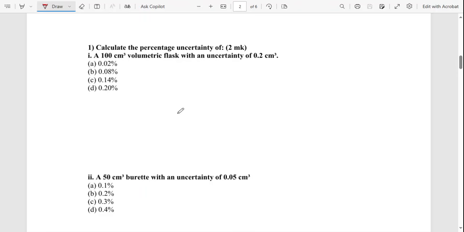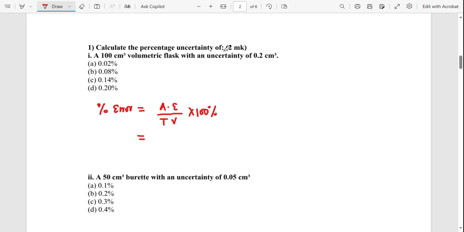So percent uncertainty, that is basically an error. Okay, so percentage error is actually given by absolute error divided by true value, and then you multiply it by 100%. This true value is the measured value.